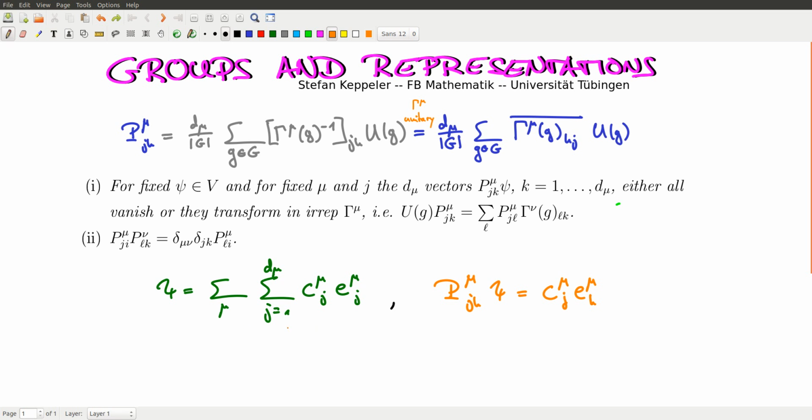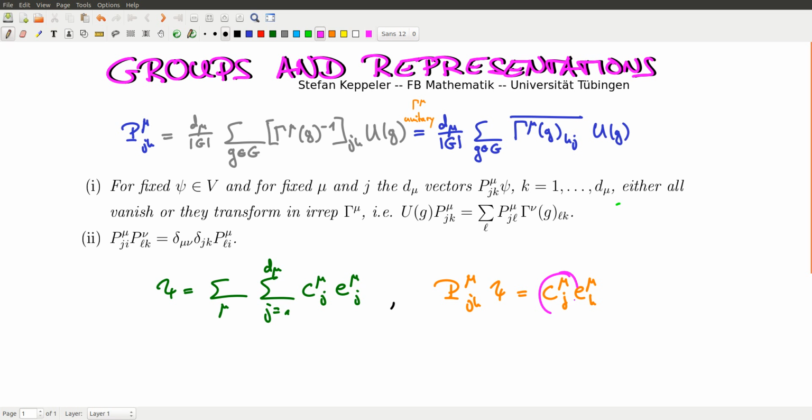this psi can be expanded in such an irreducible basis, so the e's here are the irreducible basis vectors and the c's are just complex numbers, the coefficients, then if we apply p mu j k, we get e mu k, so that's these indices here, and the coefficient in front of it is the c mu j, so that's what the j here picks. Good, so that we know already, and now we see that this immediately proves property 1.